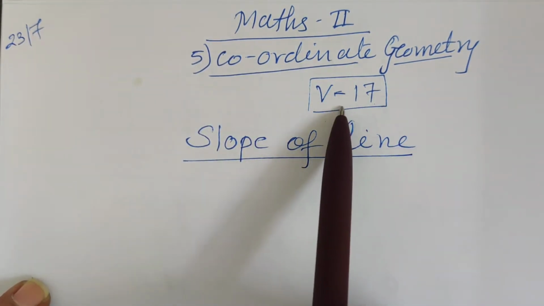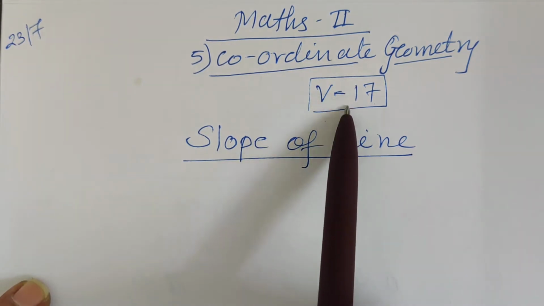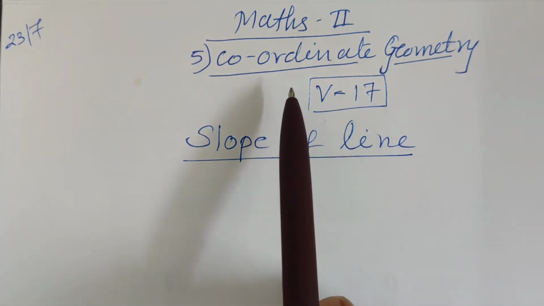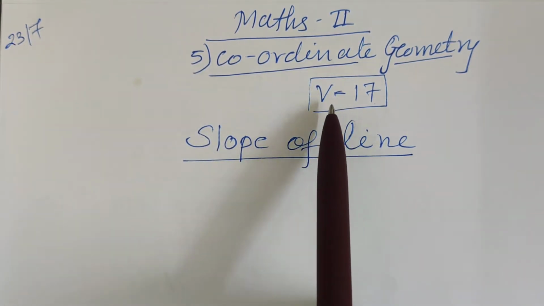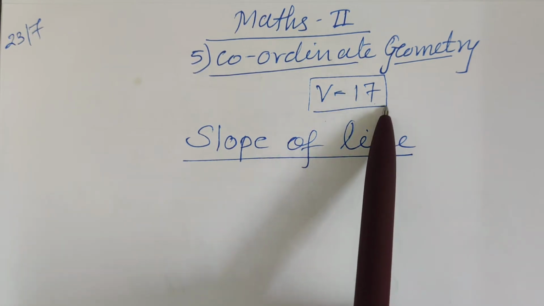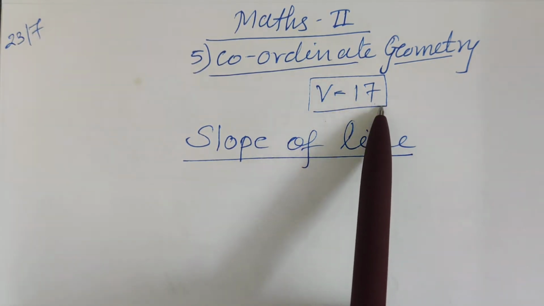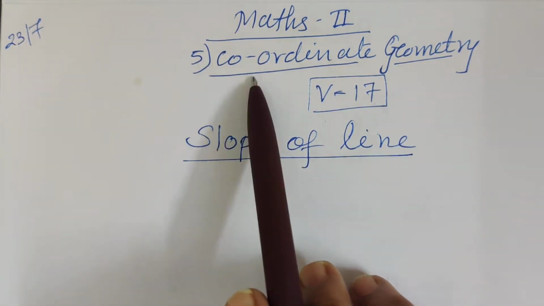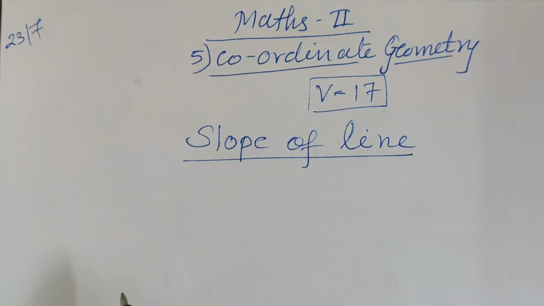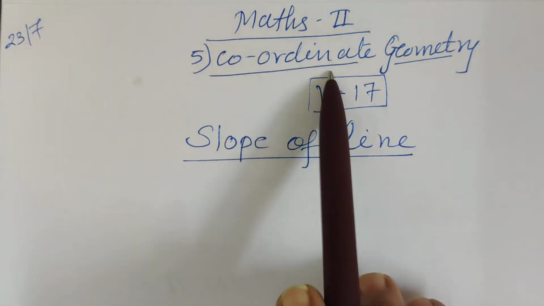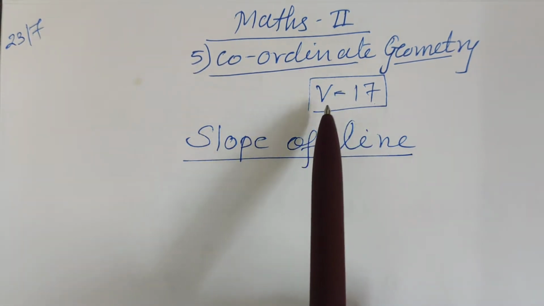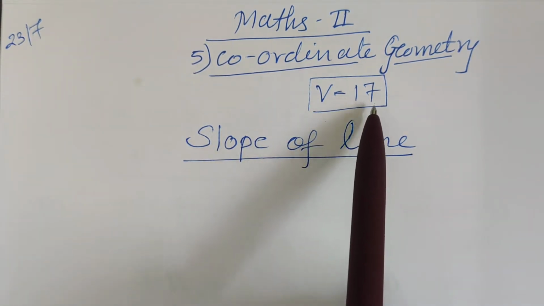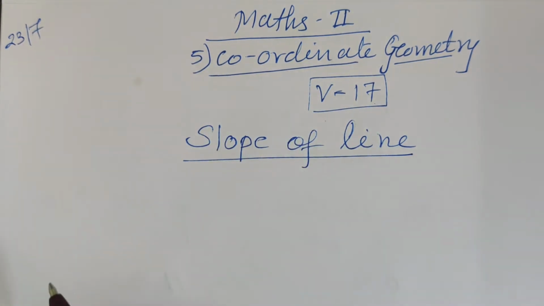I am giving you these video numbers so that you will get all the videos of one lesson in sequence. Video number 17 is a video of lesson number 5, that is coordinate geometry. So if you want to study coordinate geometry, then video numbers are given. So this is the 17th video of the lesson coordinate geometry.